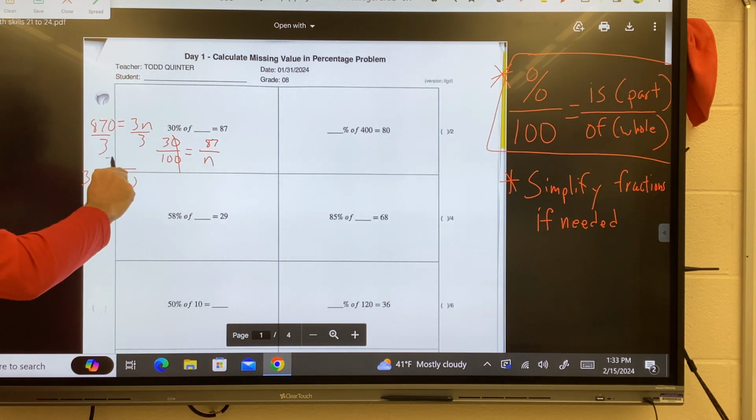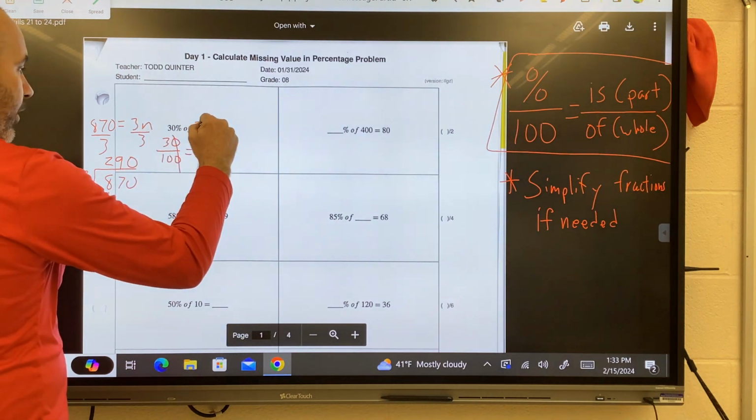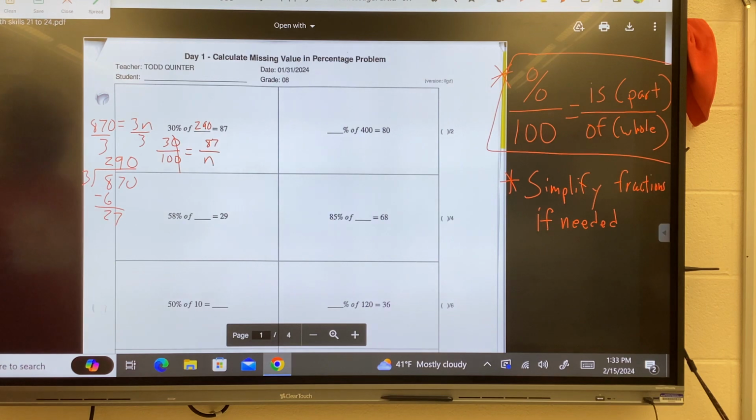So we may need to do a little bit of long division. 3 goes into 8 2 times. 3 times 2 is 6. 8 minus 6 is 2. 3 goes into 27 9 times, and then we'll have that 0. So 30% of 290 is 87.